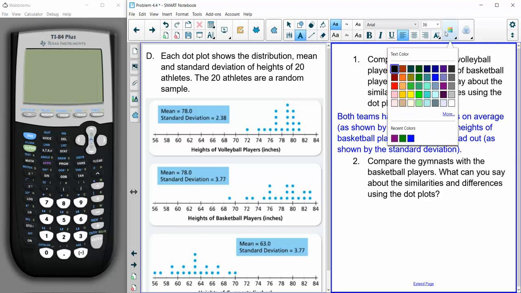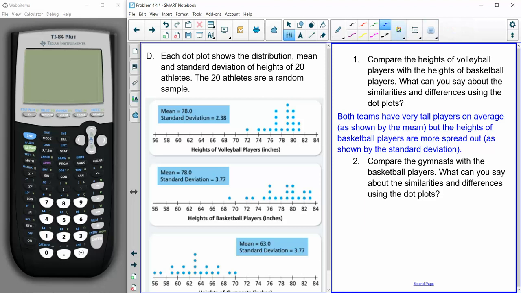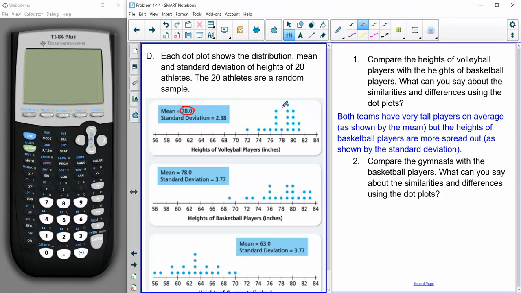All right, so let's do this. Let's go with the mean. Let's do it in red. The mean is 78. So that would be right here. Okay, the standard deviation is, let's use a different color, let's use purple. The standard deviation is 2.38. So watch this. Let's go 78 plus 2.38. That would be 80.38. Where's 80.38? Right about here.